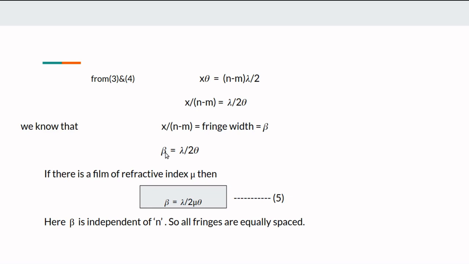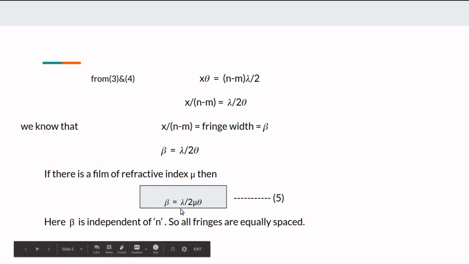Next, if there is a film of refractive index mu, generally we conduct experiments in the laboratory, and the thin film is an air film, then the refractive index mu is equal to 1, and beta is equal to lambda by 2 theta. For example, in place of air, if you place an oil or any transparent substance like mica, and its refractive index is mu, then this formula becomes beta is equal to lambda by 2 mu theta. This is the expression for fringe width.